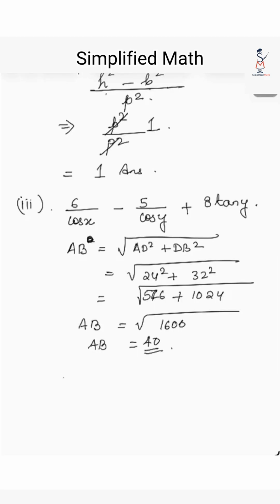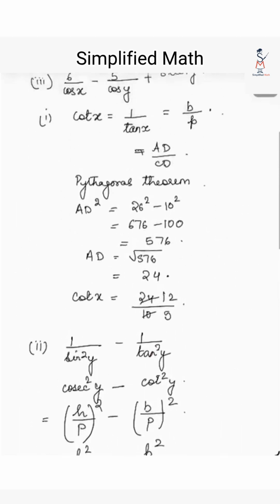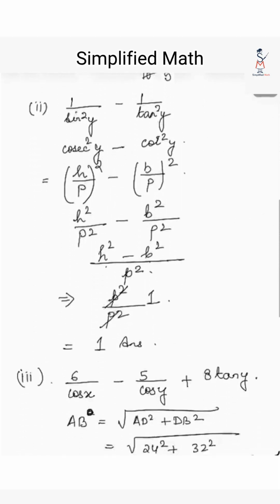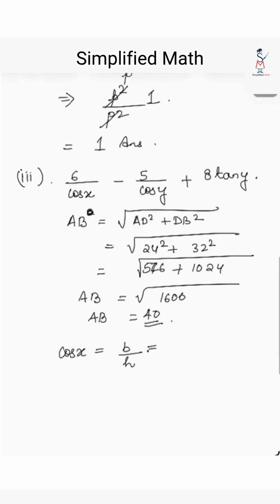Now first we find cos x. Cos x is b by h. So now look at the figure. Cos x, what will be the base for this? AD, that is 24, and hypotenuse is 26. So this will become 24 by 26, right? So let's write down. This is 24 by 26, that is 12 by 13.